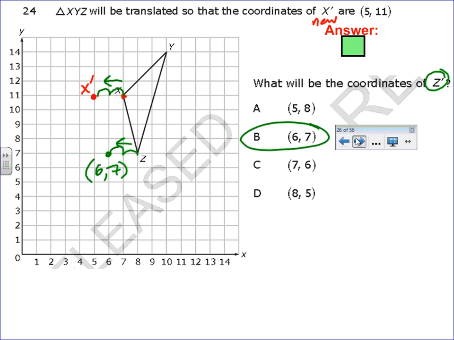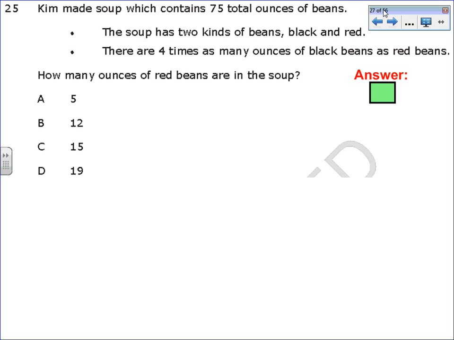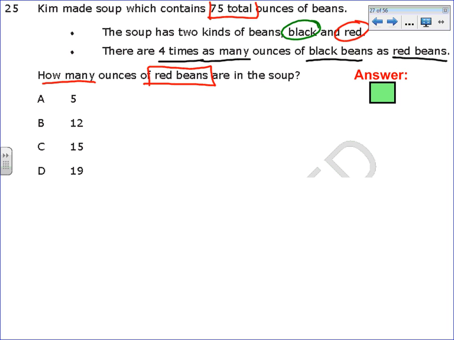Alright. For 25, Tim made soup which contains 75 total ounces of beans. Okay, her soup is 75 total ounces. The soup has 2 kinds of beans, black and red. There are 4 times as many ounces of black beans as there are red beans. The question says, how many red beans are in the soup?